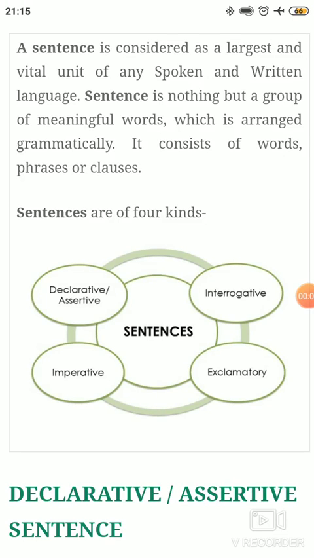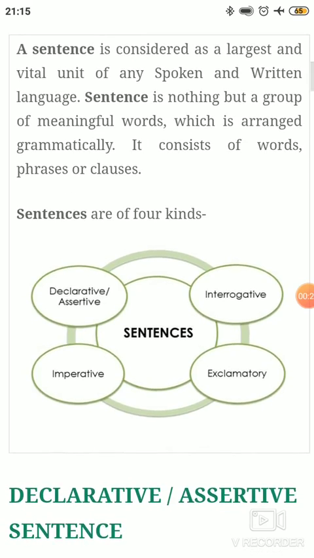Hello students, today we are going to learn about sentences and different kinds of sentences. In a nutshell, if you ask about the definition of a sentence, it's under 3 points, children. First of all, to make it simpler for you, a sentence is the largest unit of any language, whether written or spoken. This was your first point.